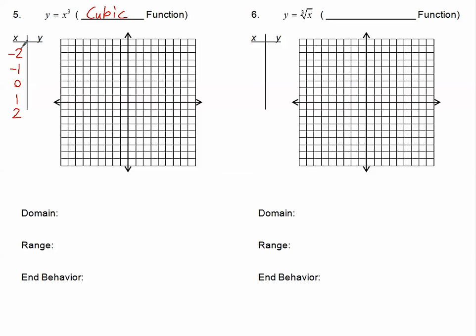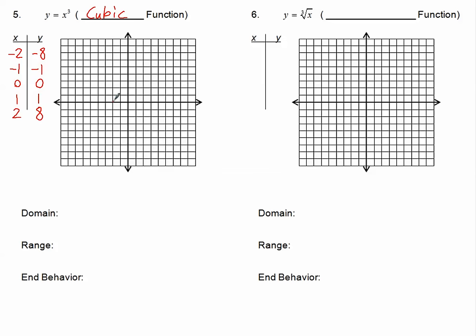So -2 times -2 times -2 is -8. -1 times -1 times -1 is -1. 0 cubed is 0, 1 cubed is 1, 2 cubed is 8. So that's a good way to just generate 5 ordered pairs that are on the cubic function. And now let's graph those.